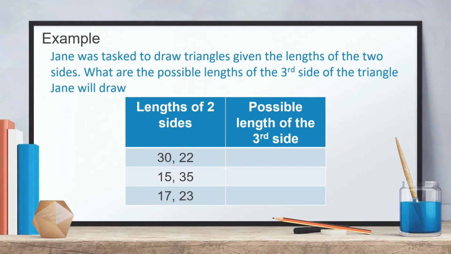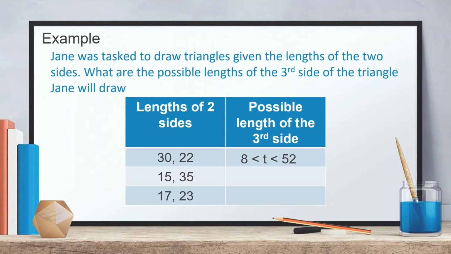Let's consider our example. Jane was tasked to draw triangles given the length of the two sides. What are the possible lengths of the third side of the triangle Jane will draw? So, kung ang given length ng two sides are 30 and 22, to get the possible length of the third side, isubtract muna natin. 30 minus 22 is equal to 8. And then, let's get the sum. 30 plus 22 is equal to 52. So, the range of the possible length of the third side is 8 less than t less than 52, meaning that the possible length of the third side is in between 8 and 52.